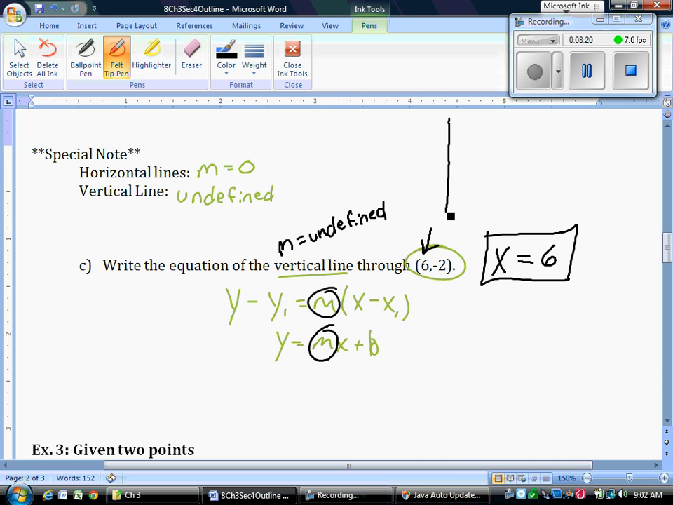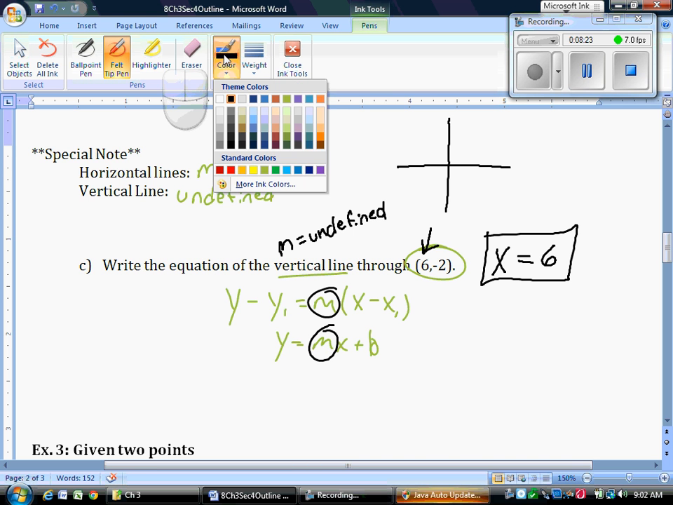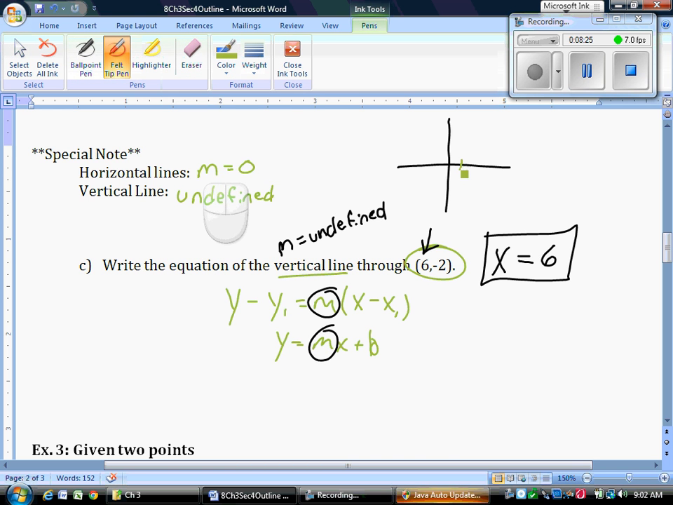And real quick, I can show a quick example here. If I'm at that point 6, -2, and I have a vertical line going through that point, take a look at all the points along that line, like this point or this point. All of those points have an x value of 6. So that's why our equation is x equals 6, because every single point on the vertical line has an x value of 6. Okay? So be careful. Every time you see a vertical line, you have to know that that's a special case.